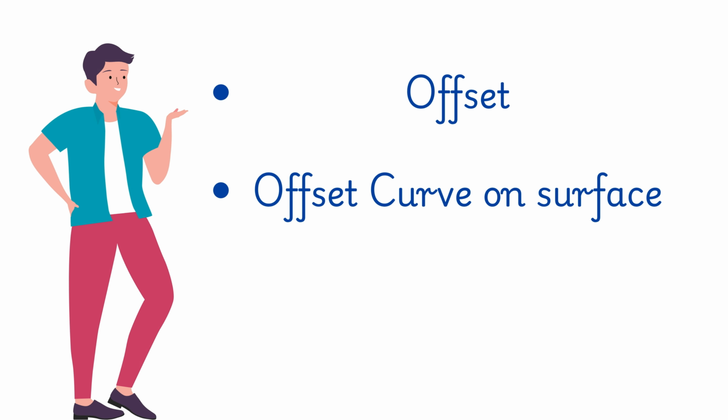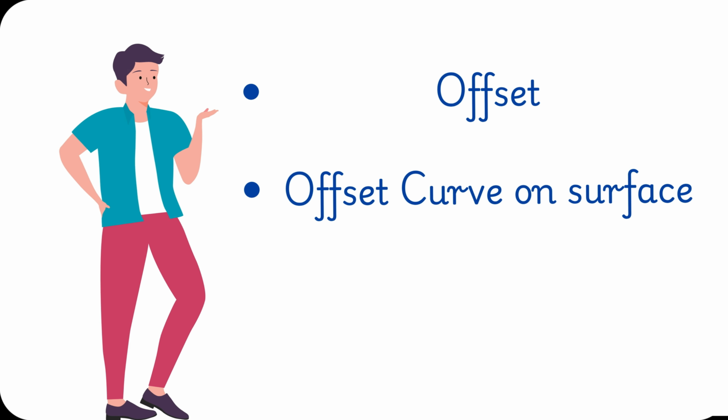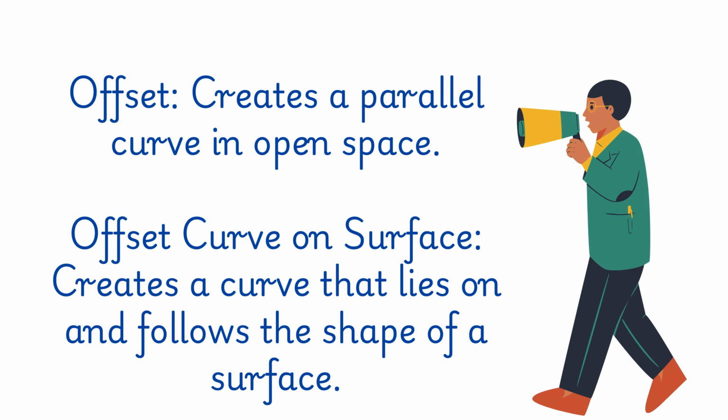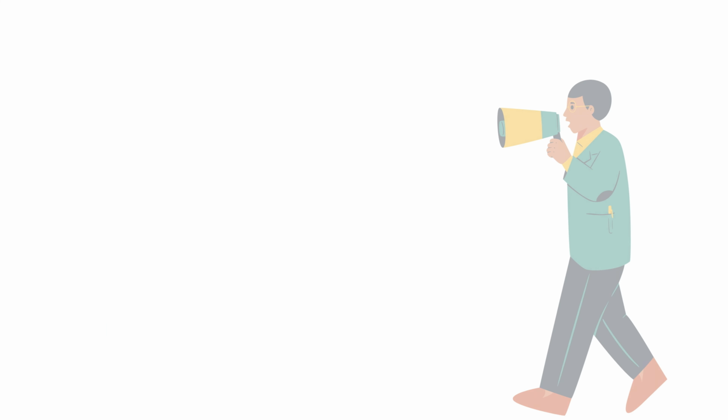Offset. Offset curve on surface. Offset creates a parallel curve in open space. Offset curve on surface creates a curve that lies on and follows the shape of a surface.